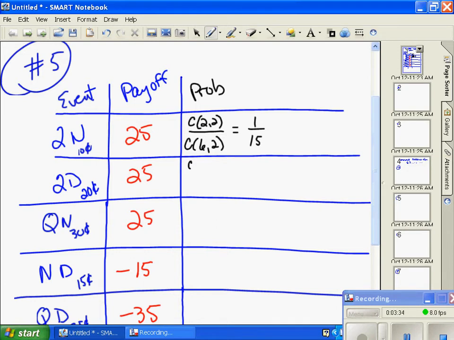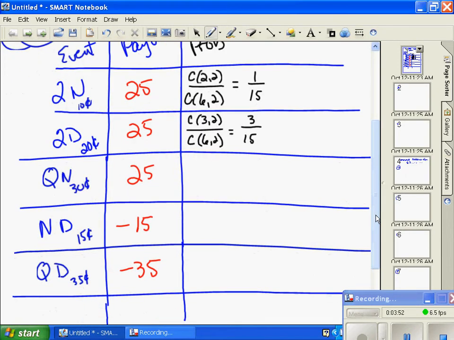2 dimes, combination 3 choose 2 over, wait, did I have 3 dimes? Let me double check. Yes. Over the combination 6 choose 2. 3 choose 2 I know is 3. 6 choose 2 is 15. Then I have a quarter and a nickel. So I have 1 quarter to choose from, and I have 2 nickels to choose from, and I still have 6 choose 2 here. So that's going to be 2 over 15.